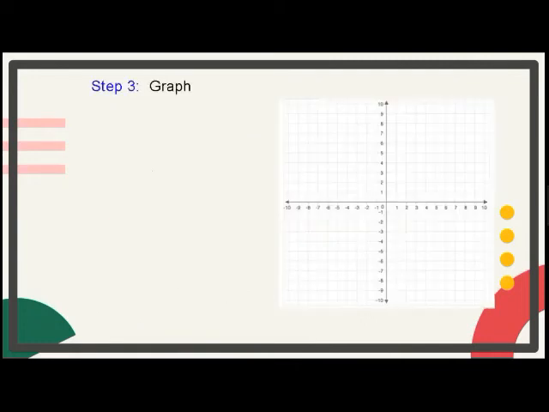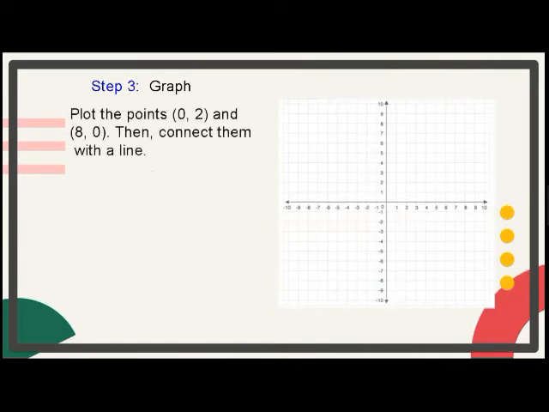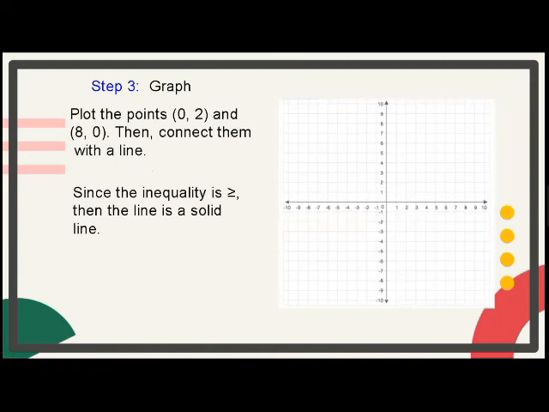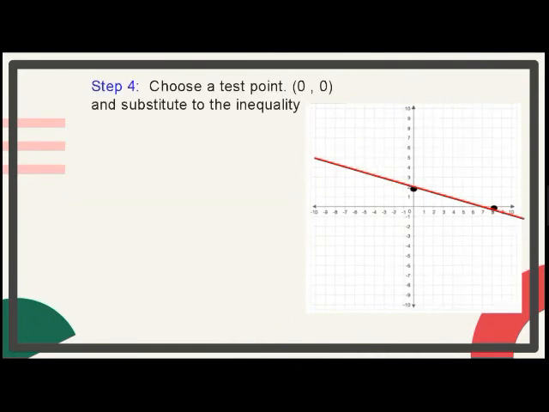Next step is to graph. To graph the inequality, plot the points 0, 2 and 8, 0. Then, connect them with a line. Since the inequality is greater than or equal to, then the line is a solid line. Next step is to choose a test point.